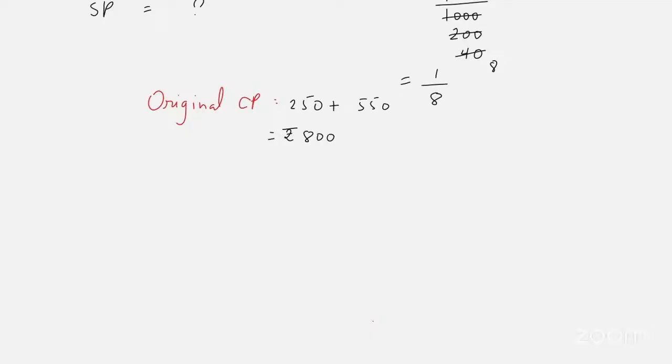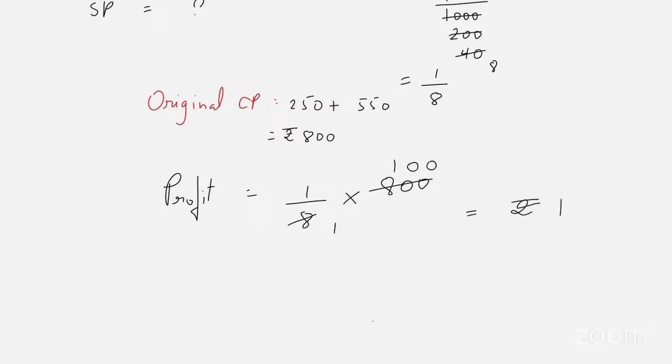So profit is 1/8 of cost price. So you can do it like this. Profit is equal to 1 upon 8 of cost price. 8 ones are 8, 8 ones are 8, 0, 0. Profit is how much? 100 rupees.